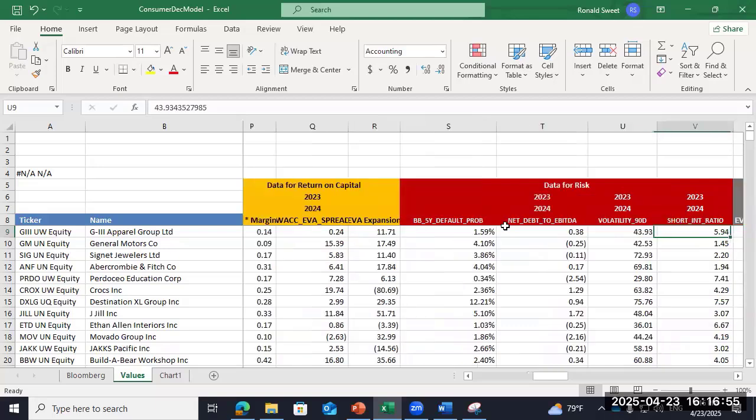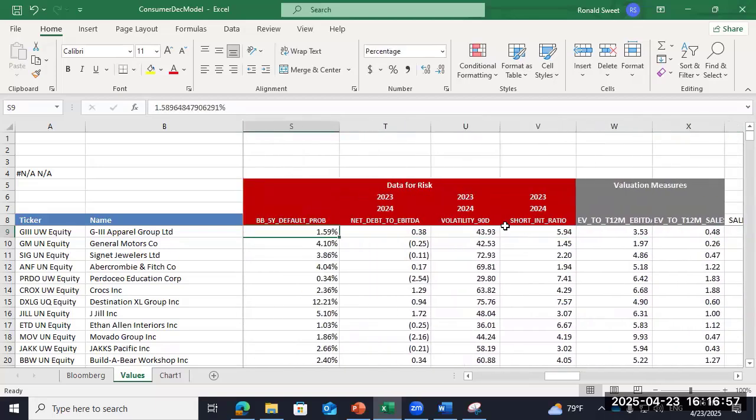And then on risk, I have 4 things on risk. A couple of them probably don't matter, but this Bloomberg function, 5-year probability of default, it can be your all-in-one risk factor if you want to. But I do bring in debt to EBITDA. I'll bring in the 90-day volatility. Doesn't really work with consumer stocks, but it works really well with tech stocks. How volatile has their stock been? I bring in the short interest ratio.